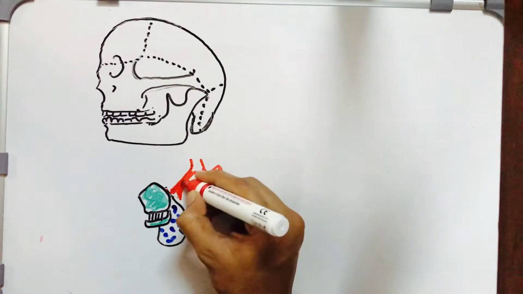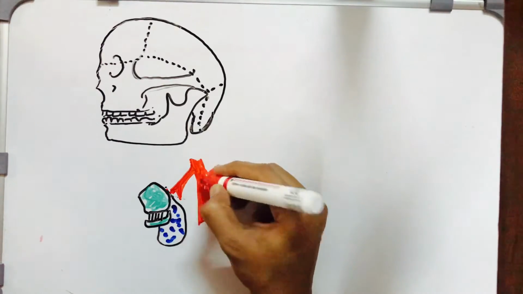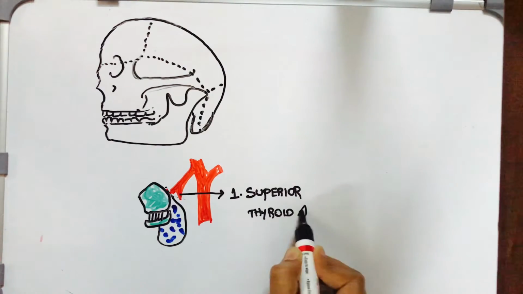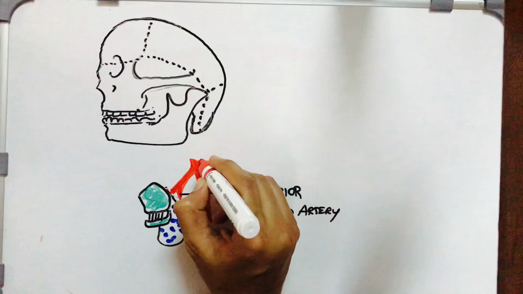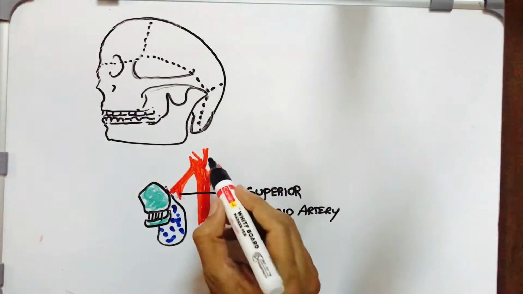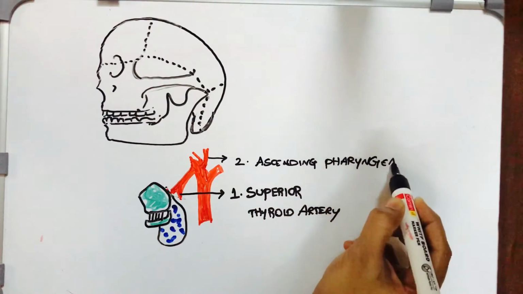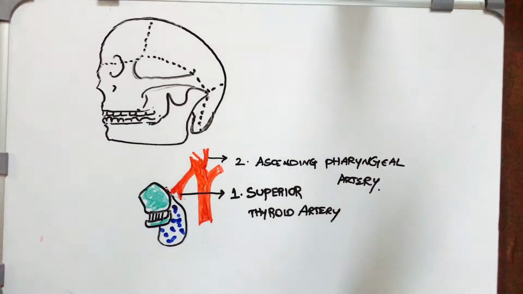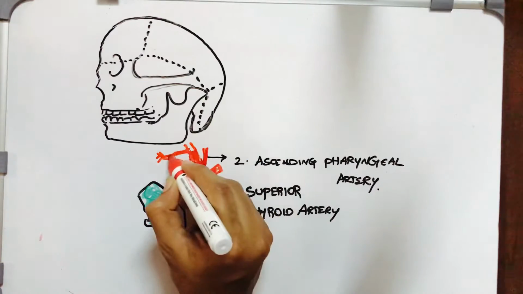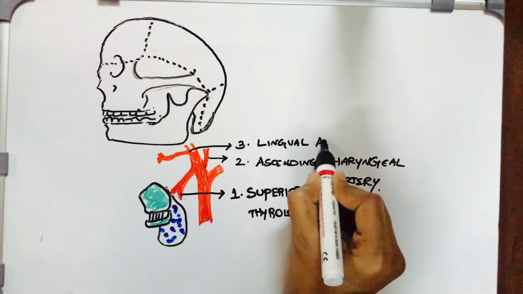Moving on to the branches. The first branch arises anteriorly and supplies the thyroid gland, called the superior thyroid artery. The external carotid artery gives a small branch which runs in the side wall of the pharynx, called the ascending pharyngeal artery. And the third branch of the external carotid artery supplies the tongue, called the lingual artery.